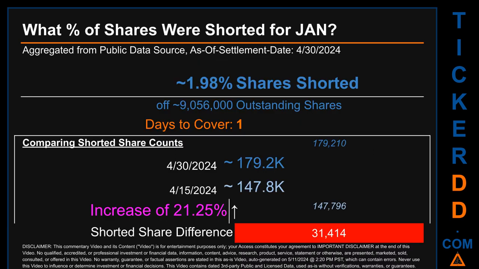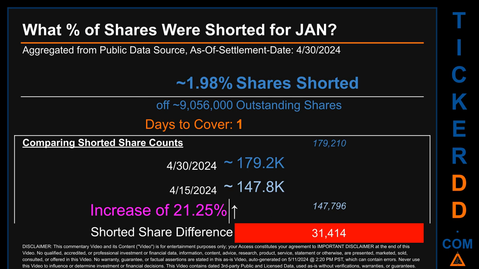What percentage of shares were shorted for JAN, for the 2-week period, ending on settlement date, April 30, 2024? About 179.2 thousand shares of JAN were shorted out of a total of approximately 9.1 million outstanding shares. Therefore, for JAN, based on as-is, discovered, public data when this video was generated, the ticker has a short interest of roughly 1.98%, which I got by taking the number of shorted shares and dividing it by the number of outstanding shares to get the percentage value.